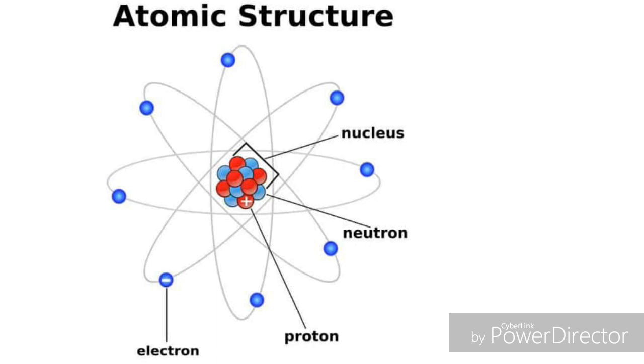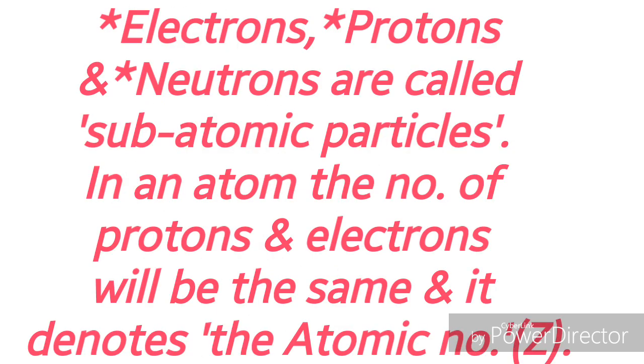Students, here you can see the atomic structure. In the nucleus, you can see protons and neutrons. And surrounding the nucleus in different orbits, the electrons continuously revolve around the nucleus. This happens due to electrostatic force. The positively charged protons will try to pull the electrons, and the negatively charged electrons will try to pull the positively charged protons. Because of this electrostatic force, the electrons continuously revolve around the nucleus.